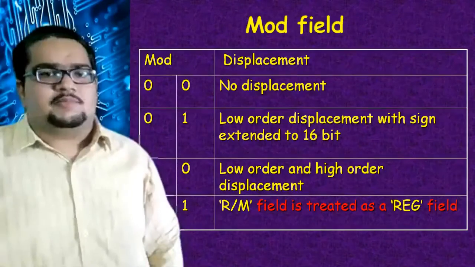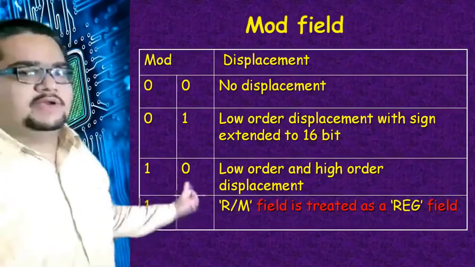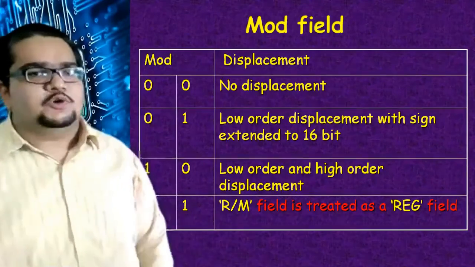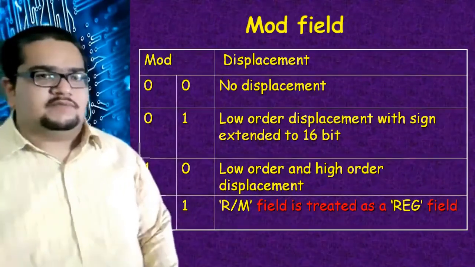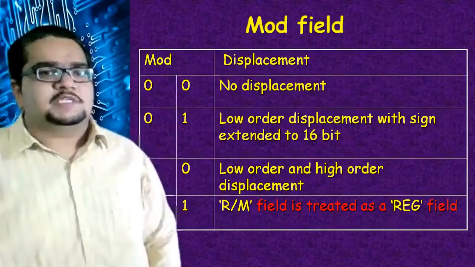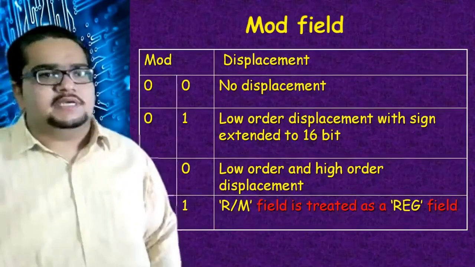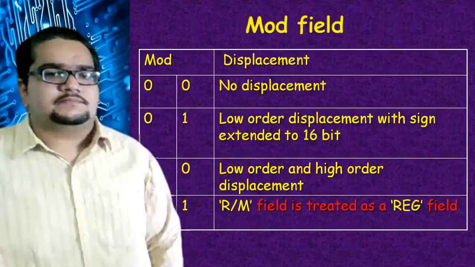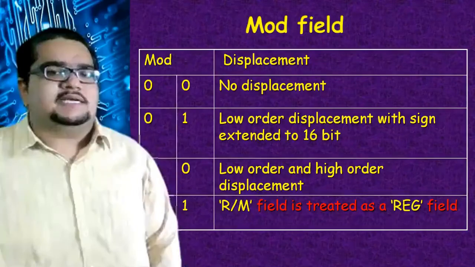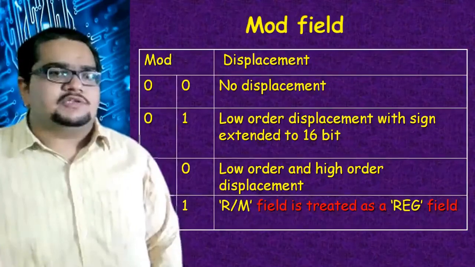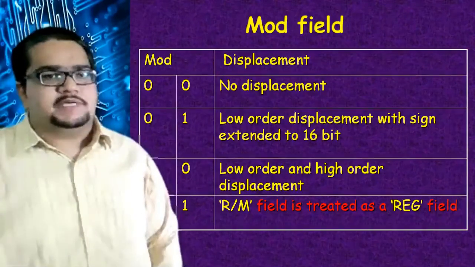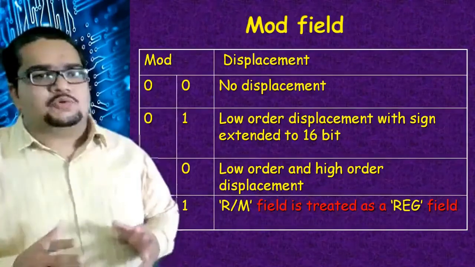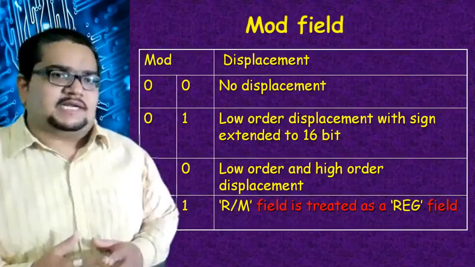Right. The mode field, we have checked out earlier: when it is 1-1, the r/m field is a register. When it is 0-0, there is no displacement. When it is 0-1, there is a displacement available, and also in 1-0 there is a displacement available. Here, when it says sign extended 16-bit, it means that in the mode bit combination 0-1, the displacement is only 8-bit, but it is extended to look like a 16-bit by adding two hexadecimal zeros on the left-hand side.